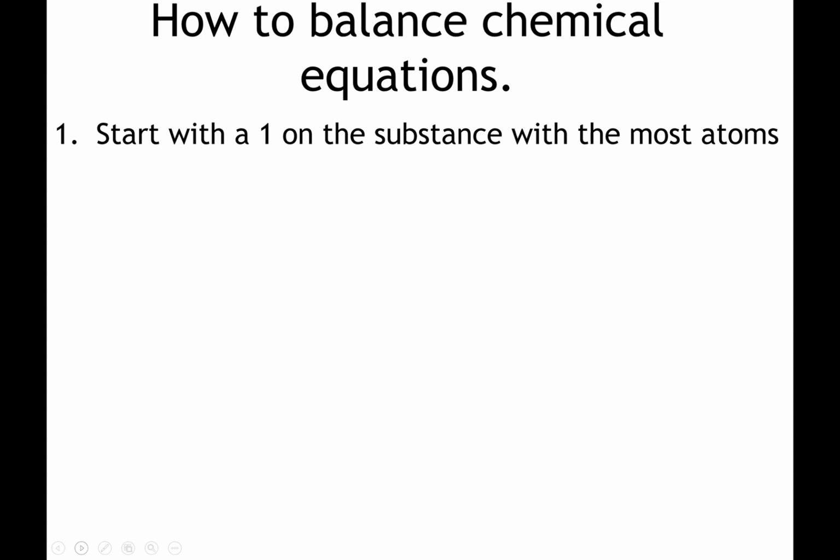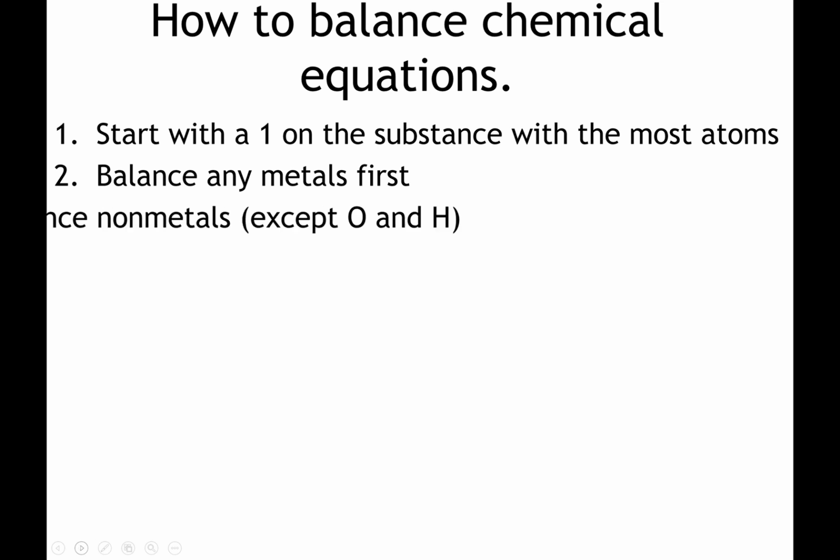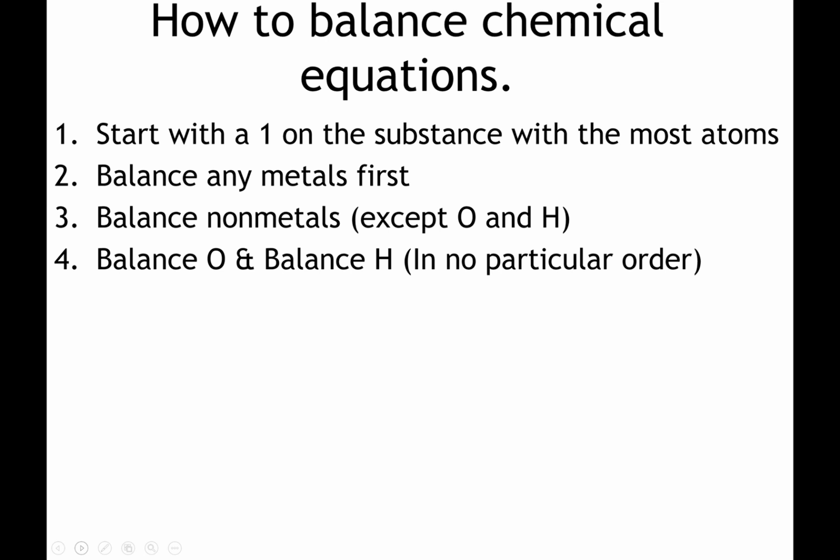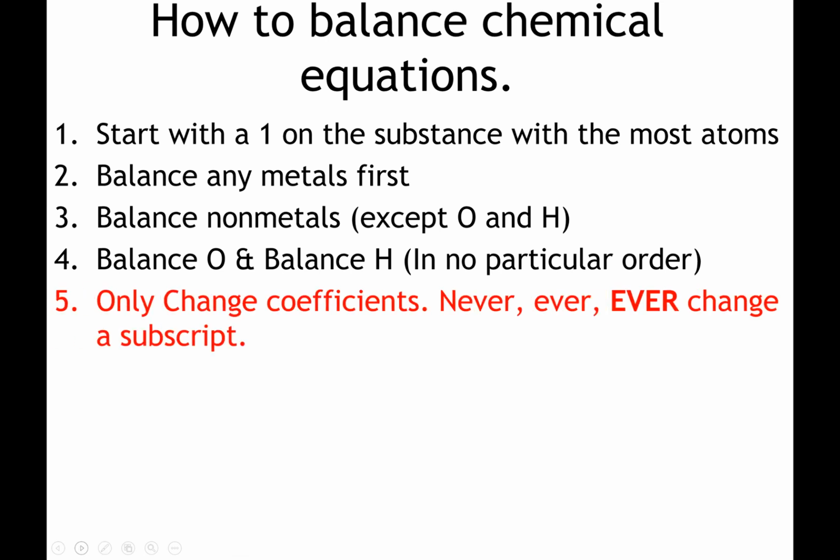Very quickly, I know that these steps are written on your note sheet, but I want to quickly, like I said, read through them. So steps to balancing your chemical equations: you're going to start with a 1 on the substance that has the most number of atoms, then go on to balance any metals, then balance your nonmetals. Ignore hydrogen and oxygen until the very end when you're ready to be finished. Hopefully they've already figured themselves out at that point.